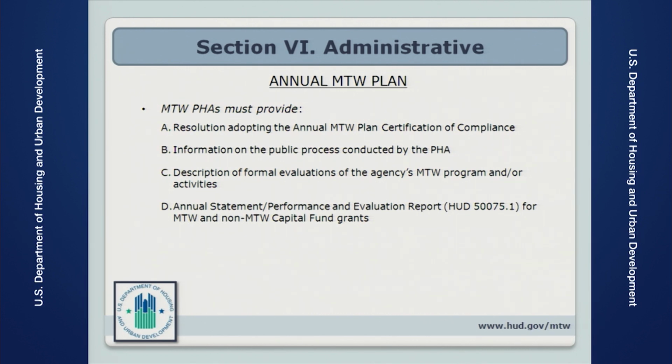Finally, we'll ask that agencies continue to submit their annual statement or performance and evaluation reports. These are the HUD Form 5075.1 for their MTW and non-MTW capital fund grants. So the detail of this will depend on how the agency is funding their money. So, those will continue to be provided as they were in the prior version of the 5900.